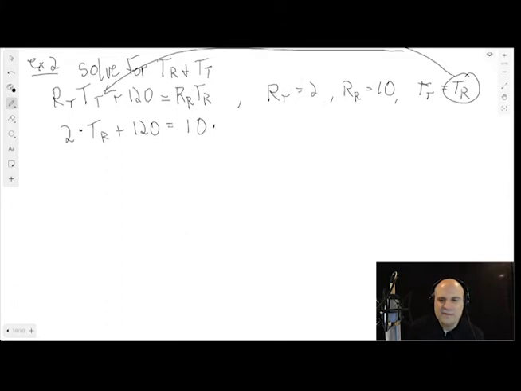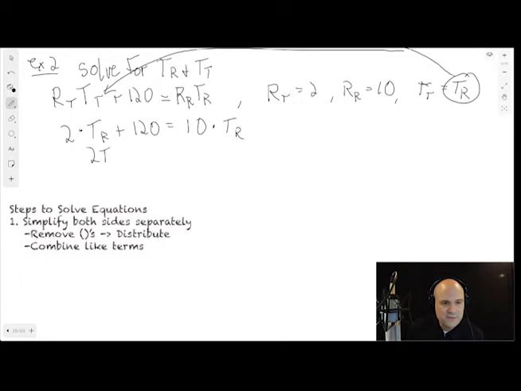It doesn't tell us what T of R is. Well, it kind of does, but if we replace T of R with T of T, then we would have an equation with two variables in it, which we can't solve. So we're just going to leave it T of R. All right, simplify both sides, just clean it up a little bit. So we're going to rewrite it like this. Both sides are simplified.